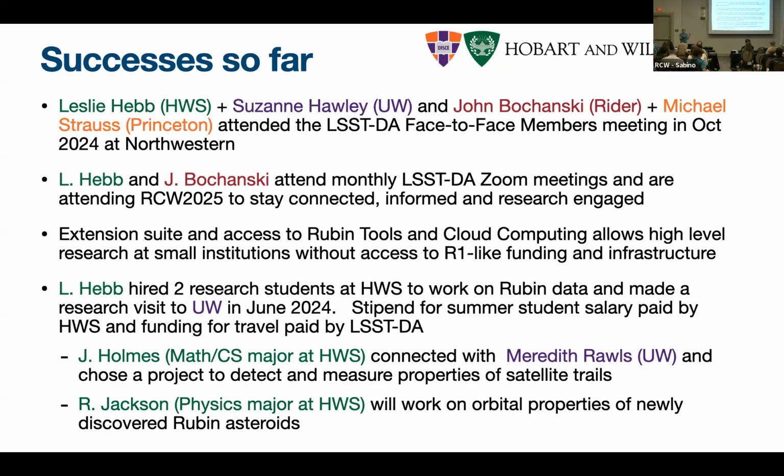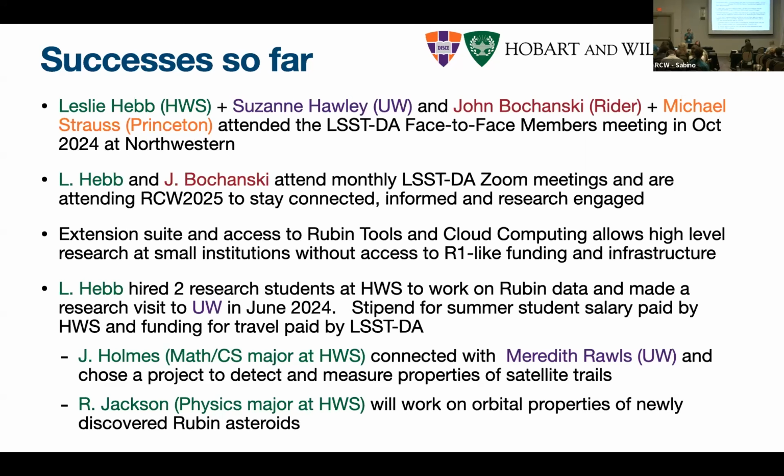So just to say the successes so far, both myself and my partner at the University of Washington and John and his partner at Princeton attended the LSSTDA face-to-face meeting last year. And then we both attend the monthly LSSTDA Zoom meetings and are at the community workshop. We also have access to the Rubin tools and the cloud computing that allows a high level of research at small institutions without access to R1-like funding and infrastructure. So it's really important, just the nature of the way Rubin is trying to do science, which makes lots of things accessible and inclusive, really does help allow a small institution like ours to do high level research.